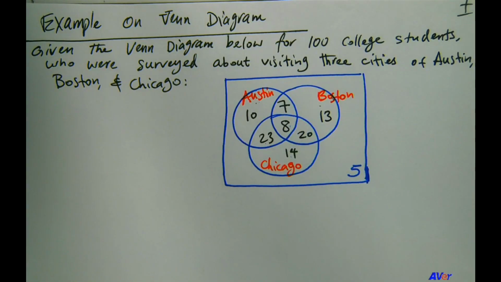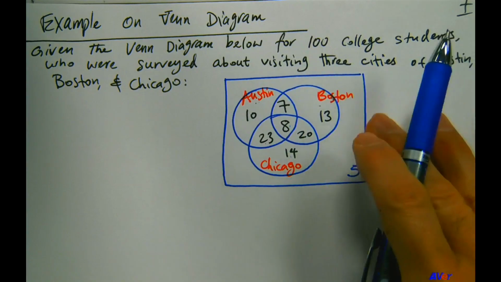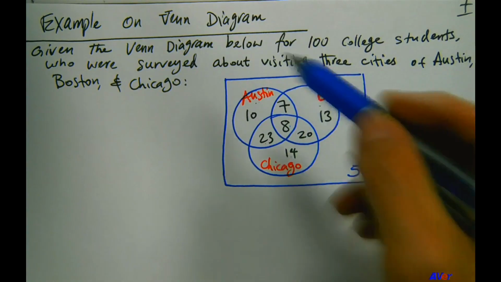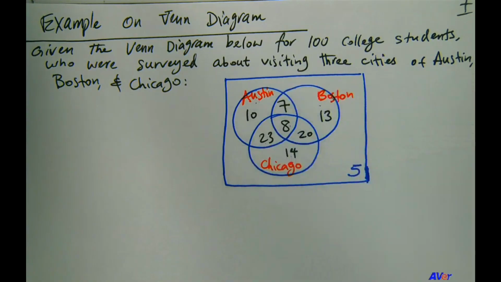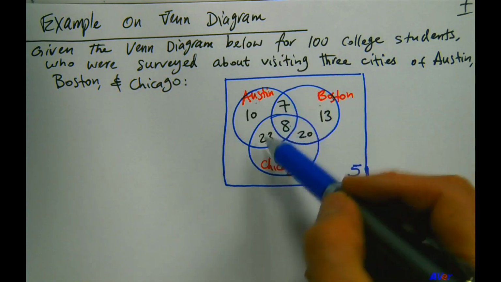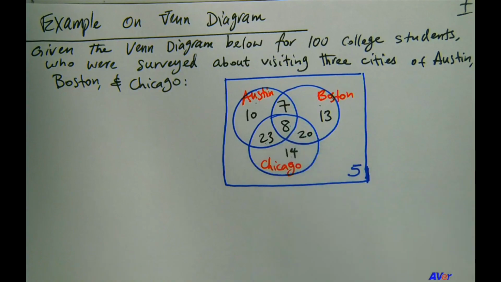But if I said how many visited Austin and Chicago, but not Boston, then you would say 23. Okay? So language is very, very important in probability. I'm going to repeat this again because it's so important. If a question asks, how many visited Austin and Chicago? You would say 23 plus 8, 31.